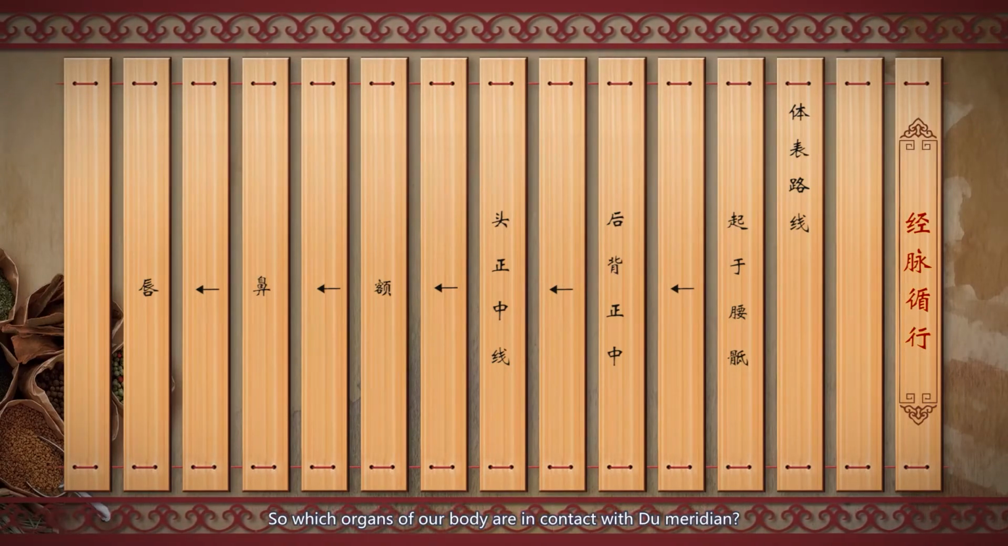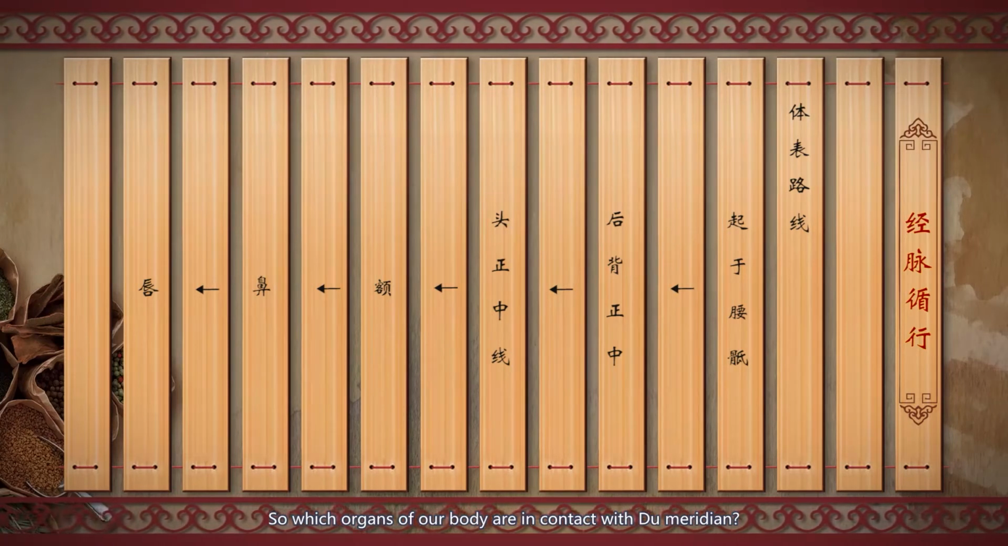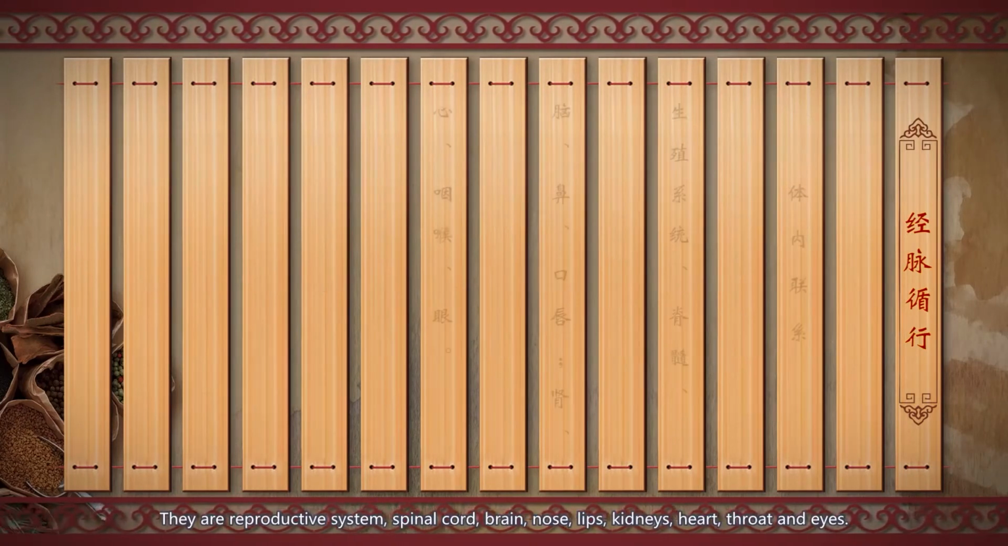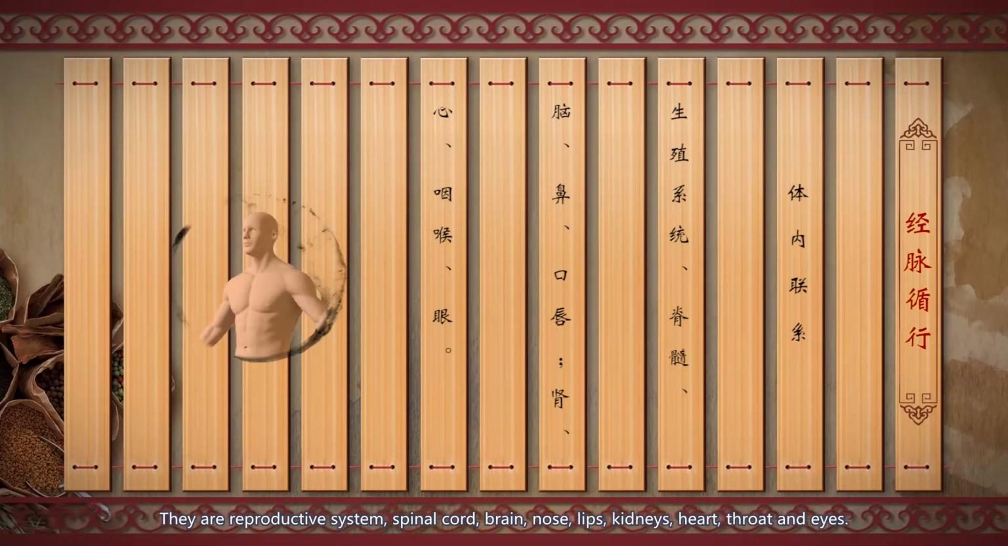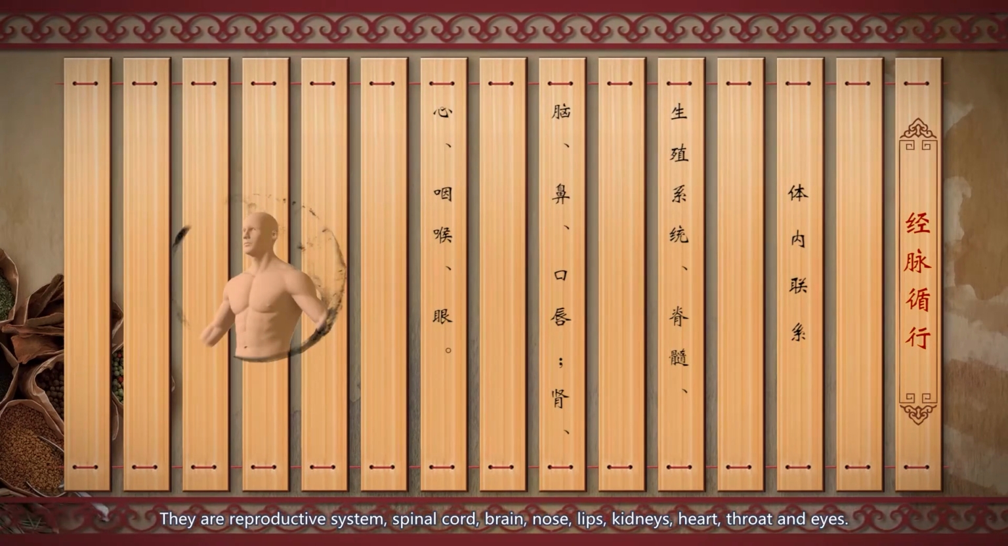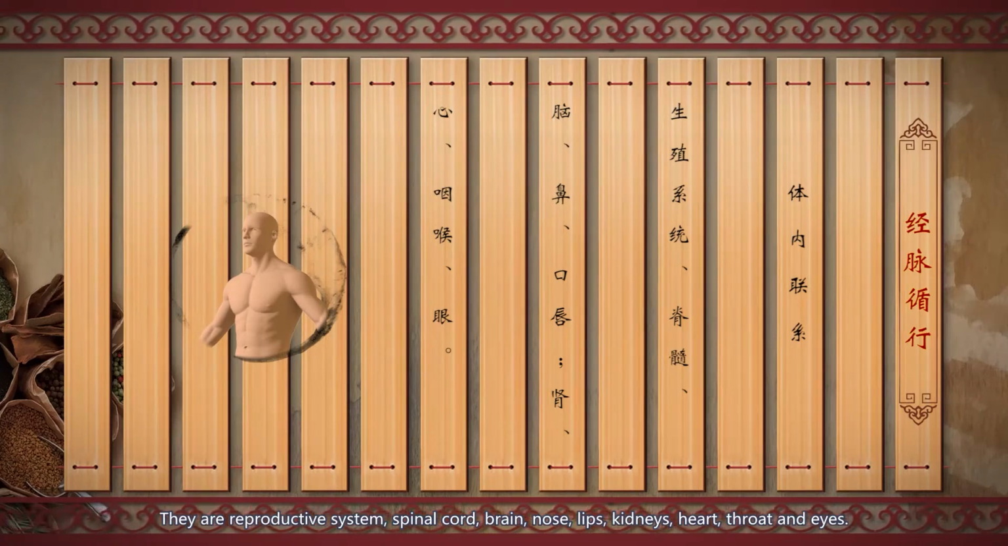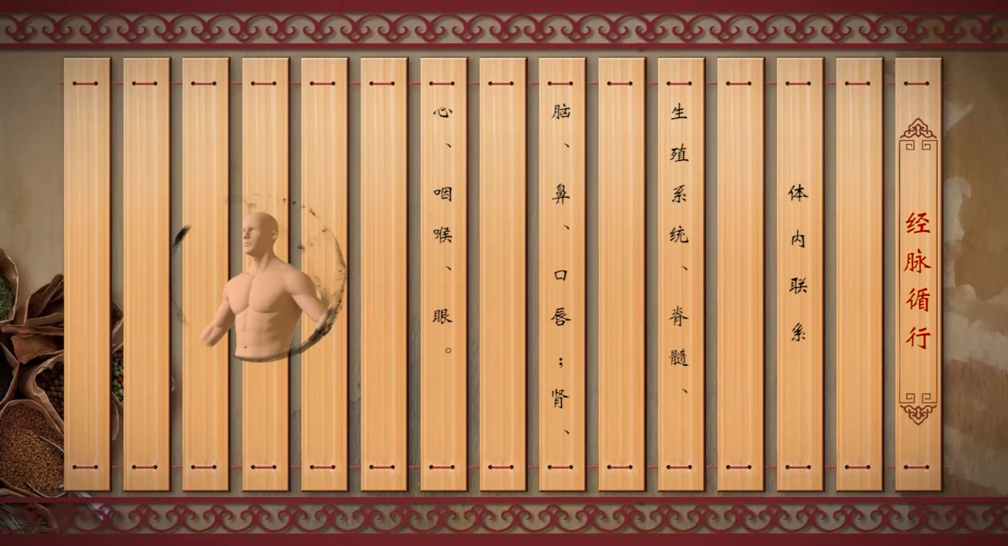So, which organs of our body are connected with Du Meridian? The reproductive system, spinal cord, brain, nose, lips, kidneys, heart, throat, and eyes.